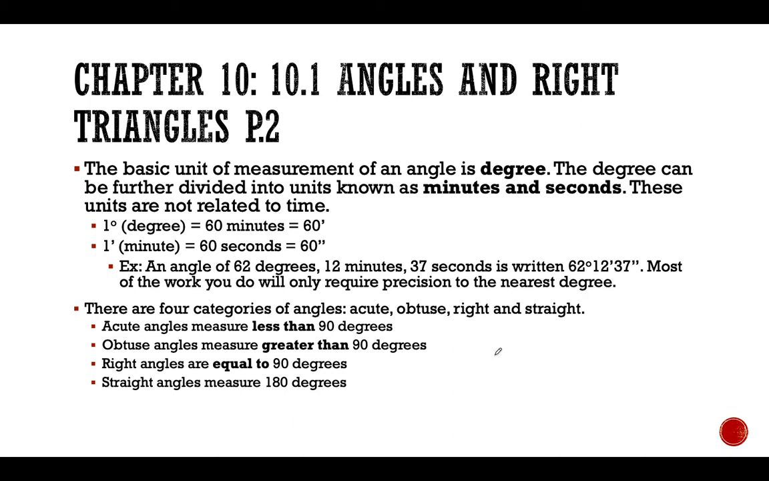There are 4 categories of angles: obtuse, right, acute, and straight. So an acute angle is a sharp angle. It's less than 90 degrees. An obtuse angle is greater than 90 degrees. A right angle, of course, is a 90-degree angle. And a straight angle is a straight line.